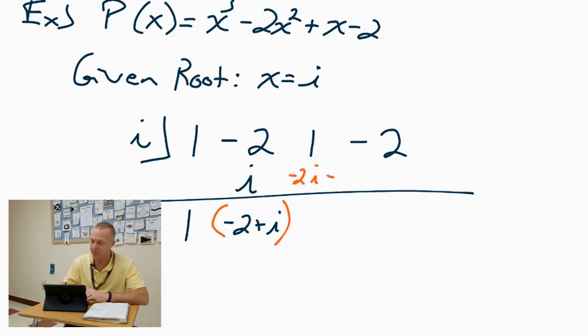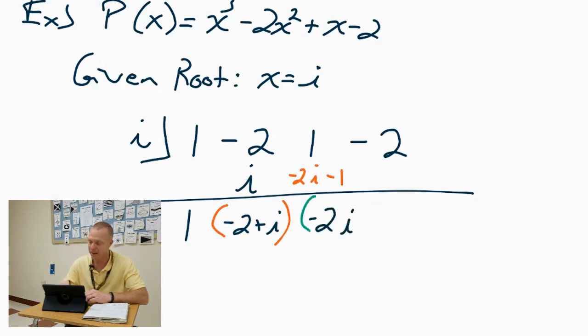Now, if it's all right with you, I'm going to skip writing i squared. I'm just going to write it as -1. Okay, because now what we're going to do is add. If you look carefully, when you add these together, the 1 and -1 cancel out. Oh, that's convenient. That leaves us with just -2i.